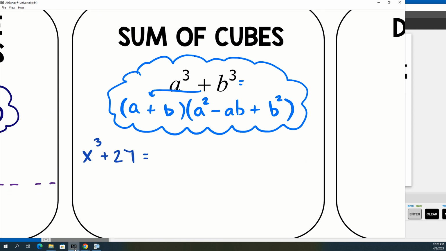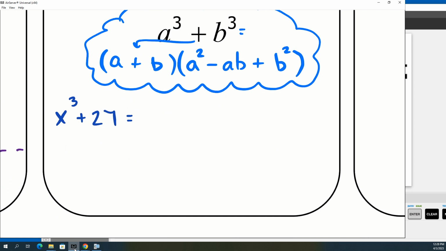If you guys remember when we did this before, we would always go underneath and write what A is. So A is just gonna be x, and B is gonna be 3. Now, if you can do it without writing that stuff, it's fine. We did the cube root of both of those.